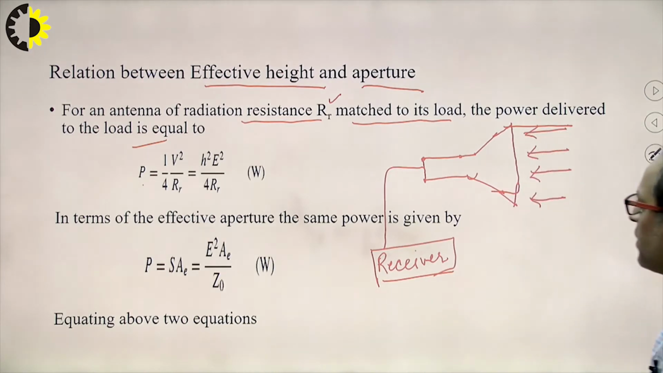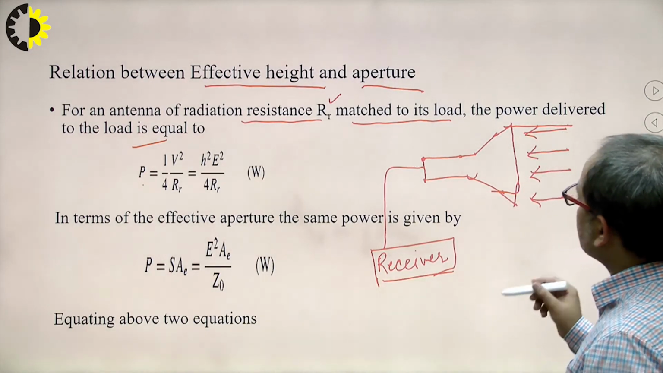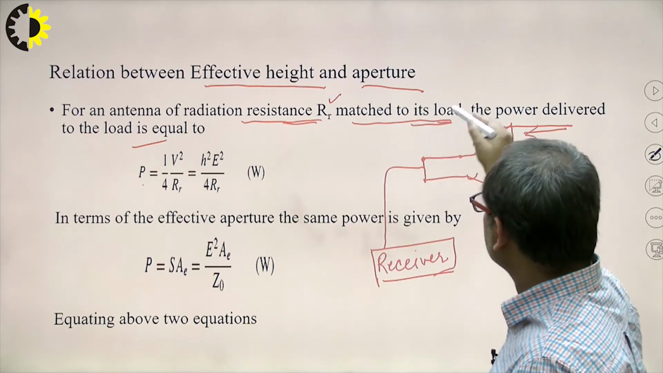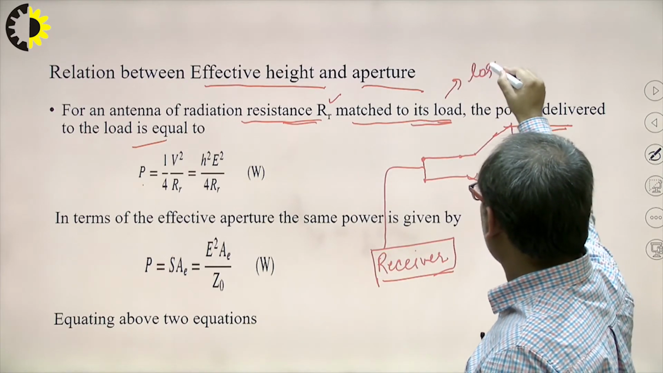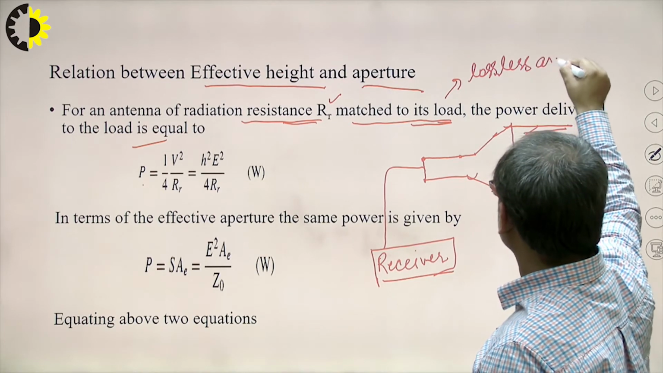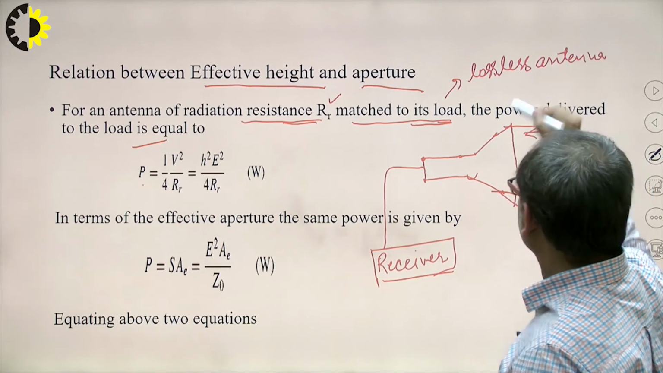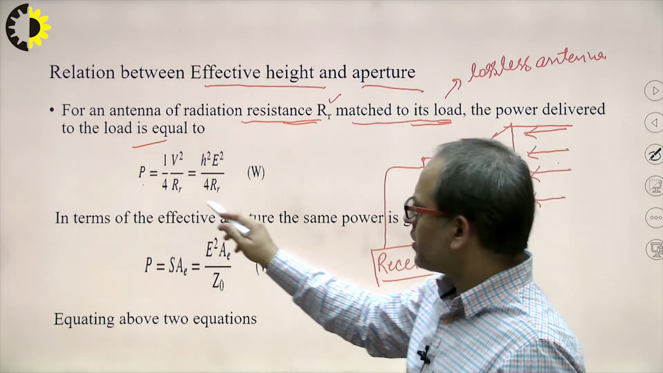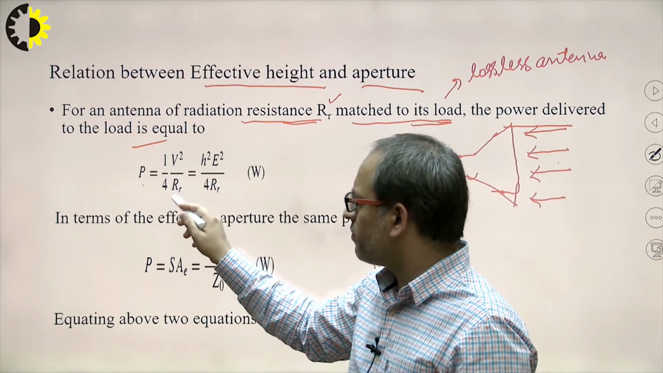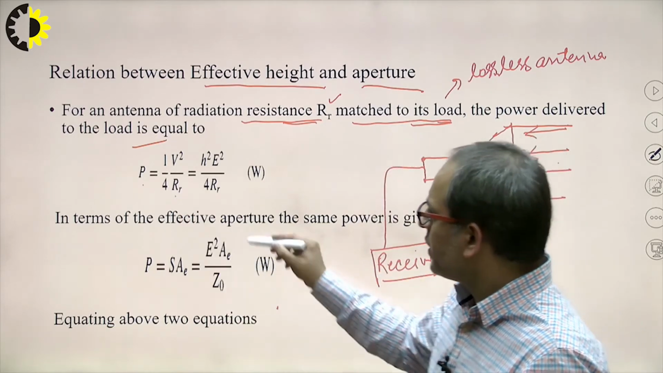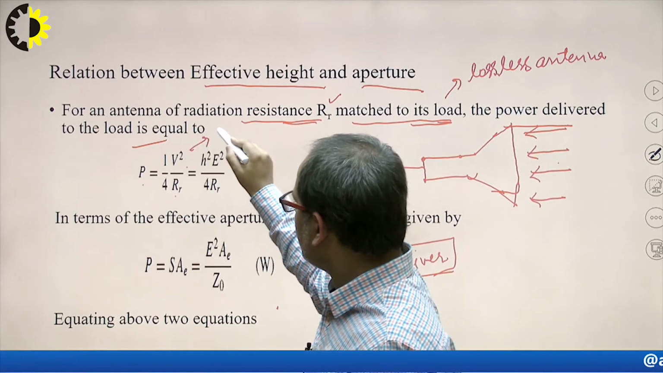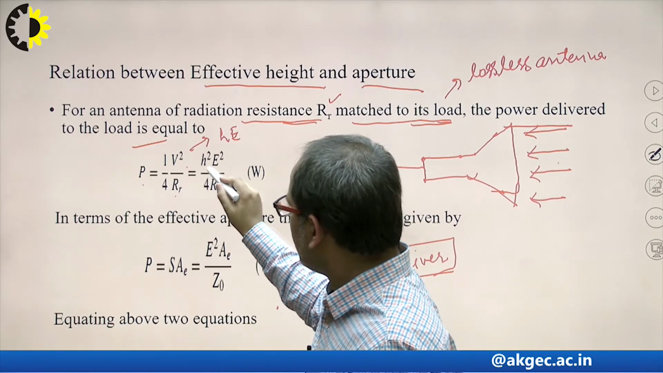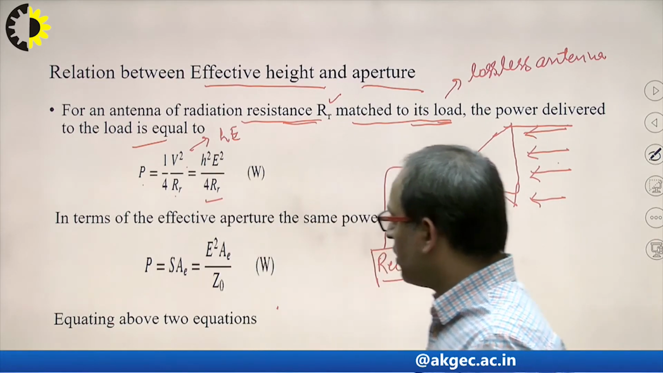Receiver. Clear? Let's say there is a radiation resistance R which is matched to its load. I am talking about the lossless antenna. Clear? So how much power is delivered to its load? P equal to V square divided by 4R. Clear? Now V is equal to H into E. So just put this value, and you will get H square into E square divided by 4R.